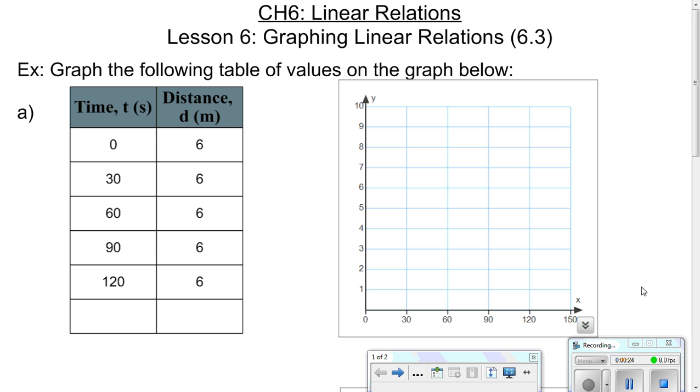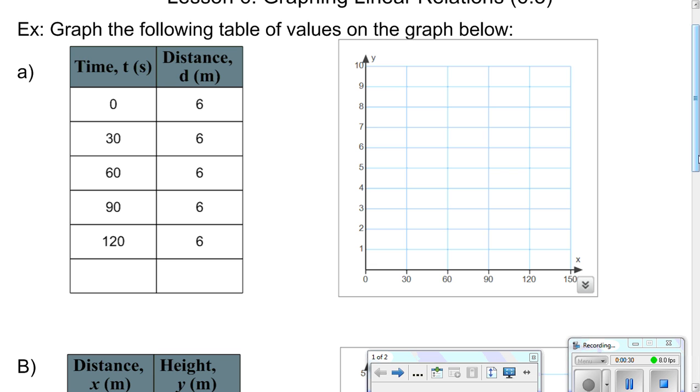Okay, so to start off, you're going to graph the following table. So we have time and we have distance. I want you to think about what's independent and what's dependent. Time is always independent unless you know how to time travel, which I don't think you do. So that goes on our horizontal axis, or the x-axis. And then distance is dependent, and so it's going to go on the vertical axis. Okay, so we've got distance and time. Distance is measured in meters, and in this case, time is being measured in seconds.